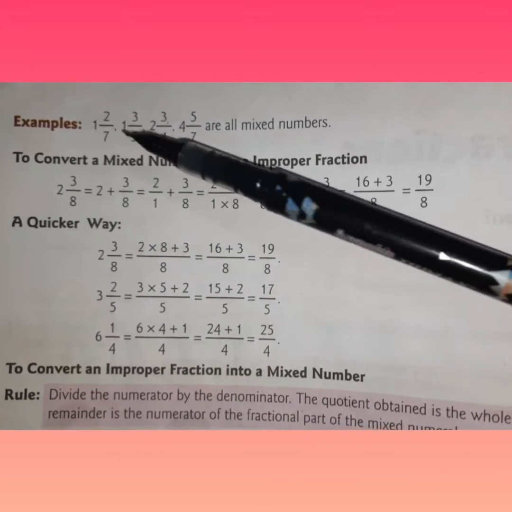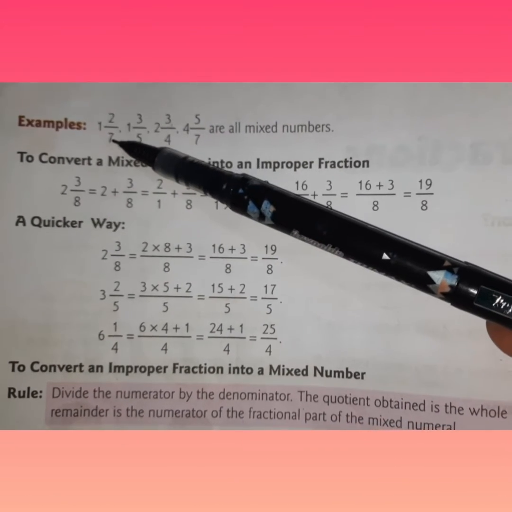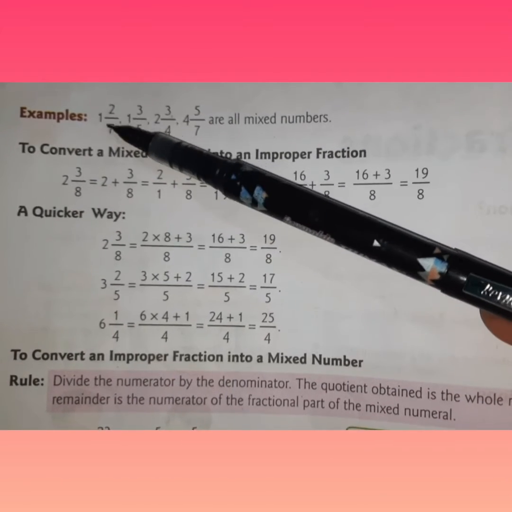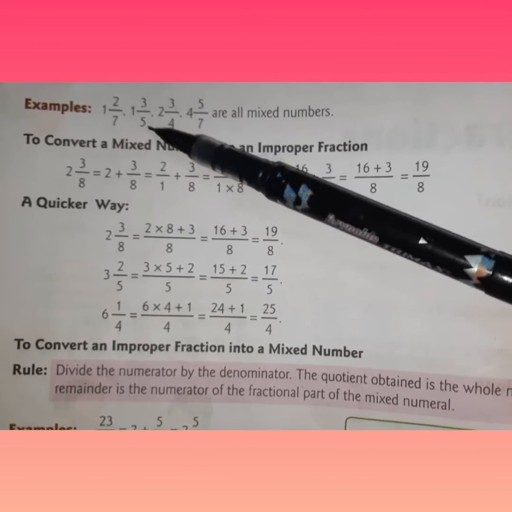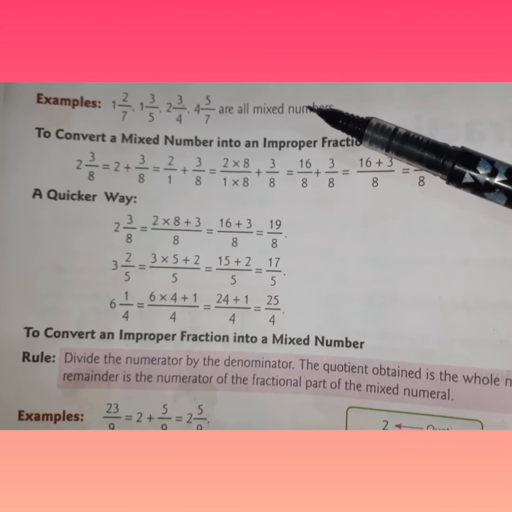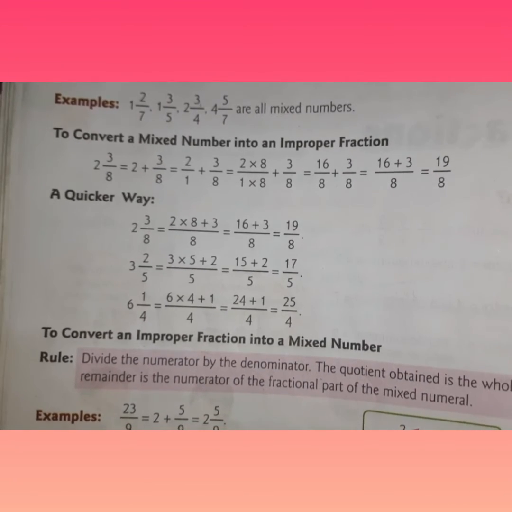For example, 1 whole 2 upon 7. So here 1 is the whole and 2 upon 7 is a proper fraction. So it is a combination of a whole and a proper fraction. 1 whole 2 upon 7, 1 whole 3 upon 5, 2 whole 3 upon 4. All these are mixed fractions. So write these definitions in your copy.